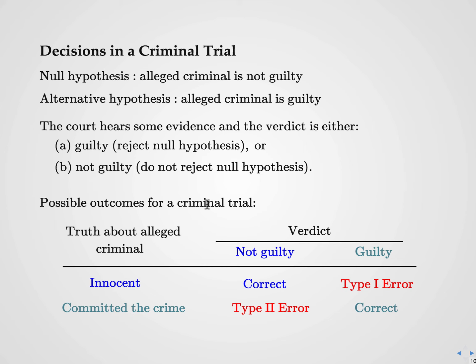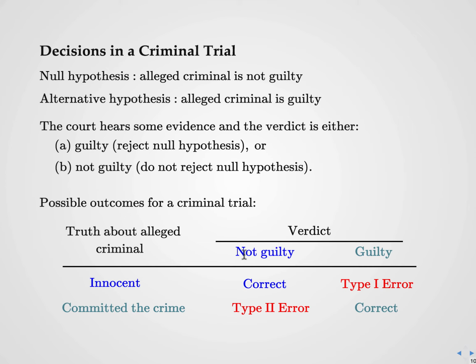If you look at the possible outcomes for a criminal trial, they all match up, right? So there is a truth out there about what this criminal did. Let's assume it's clear cut that either the alleged criminal was innocent, or that they committed the crime. Now, in the court, no one knows for certain, but they're trying to make a decision on the basis of the evidence that's being presented.